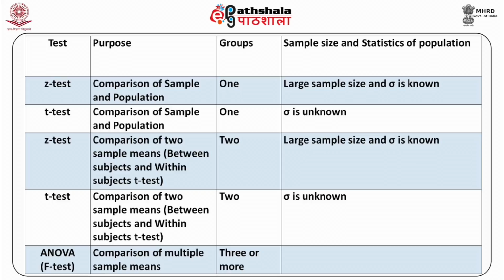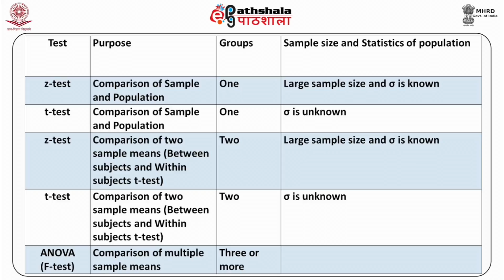There is one group involved. We prefer a large sample size and the standard deviation is known. The t-test, on the other hand, is used when the purpose is to compare a sample with the population for one group and the standard deviation is unknown.